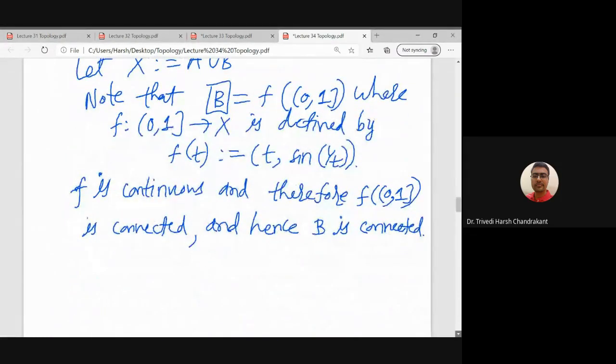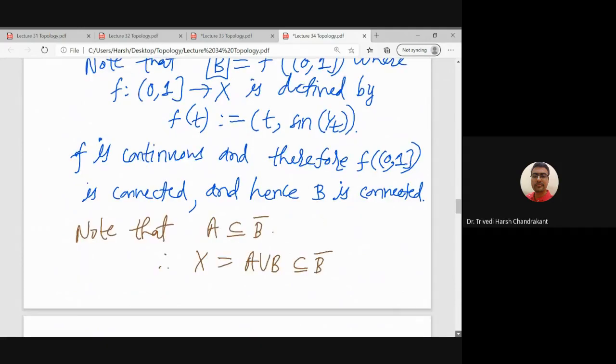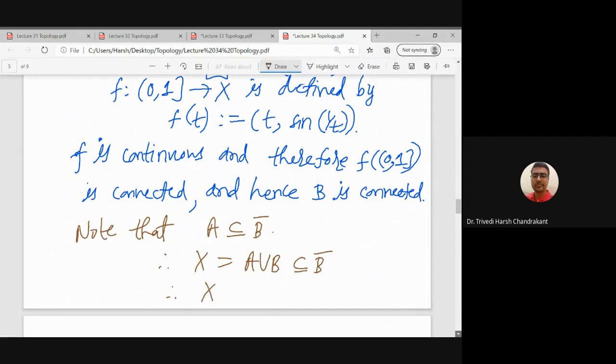So observe that A is actually a subset of B closure. So therefore what we get is A union B is X, and X is A union B, right? And B is also a subset of B closure, A is also a subset of B closure, so A union B is a subset of B closure. So essentially X contains B, so therefore X is exactly B closure.